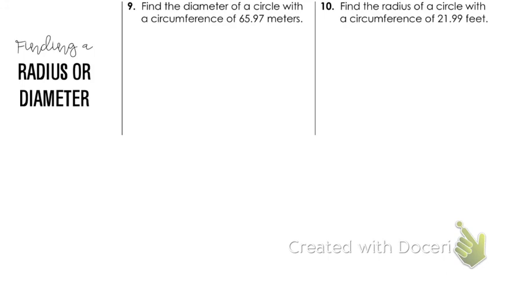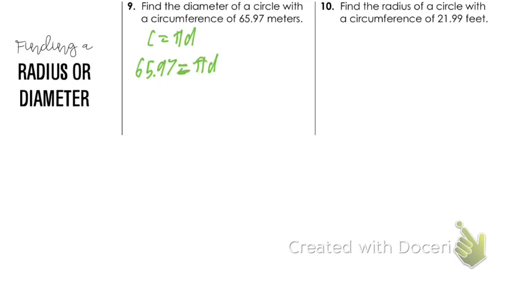Let's say we're going the other direction. We're just going to use the formula the other way. We've done problems like this before, actually, just with different parts or different formulas. So find the diameter with a circumference of 65.97. Well, if you know circumference is pi times diameter, or 2 times pi times r, this time we know the circumference. So we plug in that 65.97, and it's equal to pi times diameter.